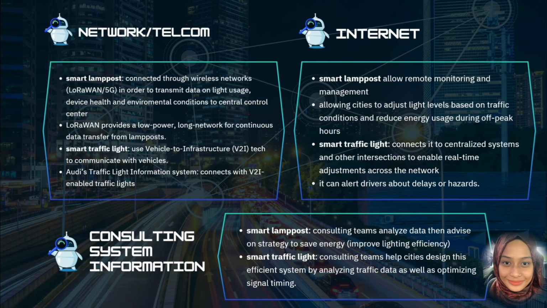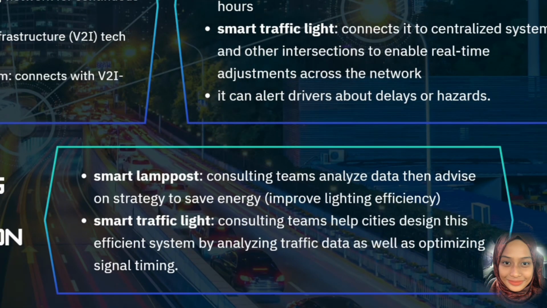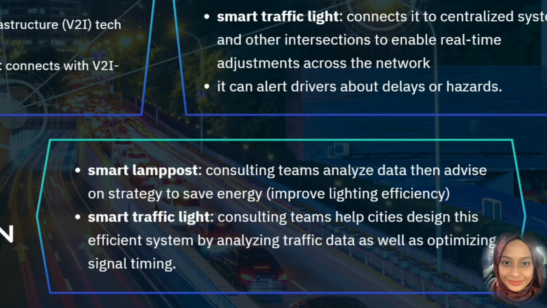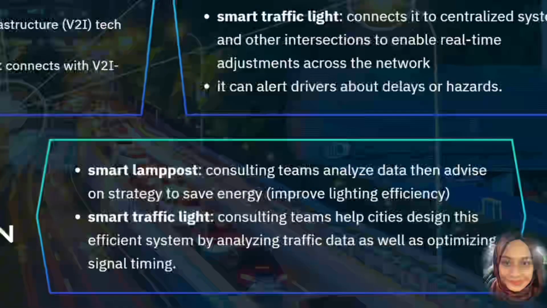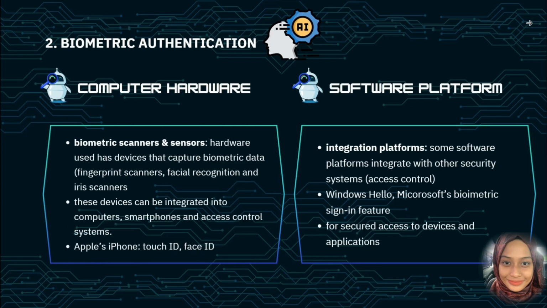Next is consulting system information. For smart lampposts, consulting teams analyze data then advise on strategy to save energy and improve lighting efficiency. For smart traffic lights, consulting teams help cities design this efficient system by analyzing traffic data as well as optimizing signal timing. Moving on to the next one, biometric authentication.